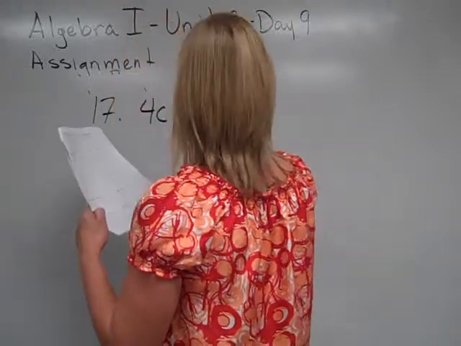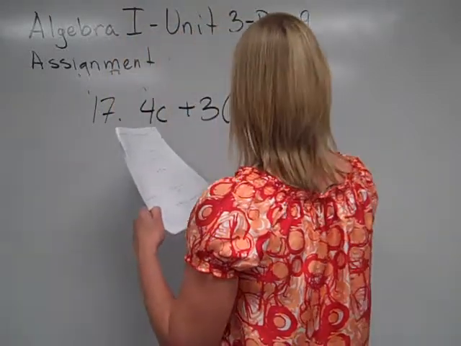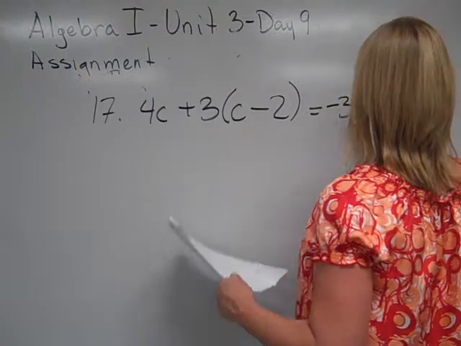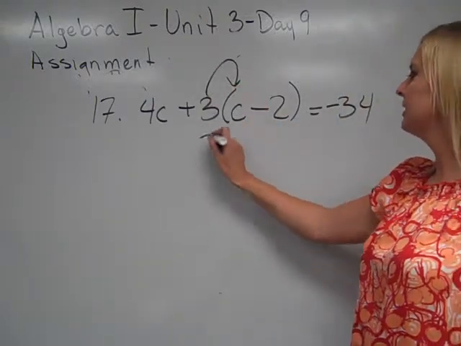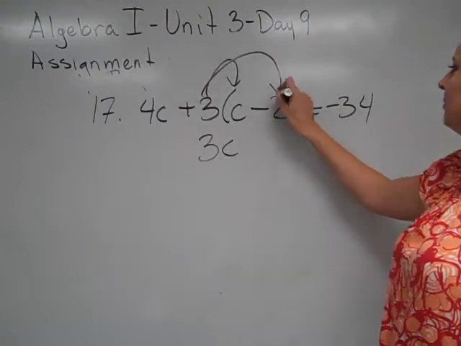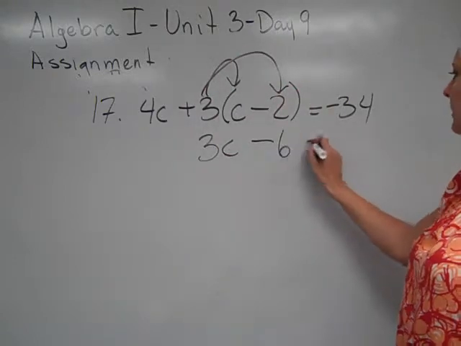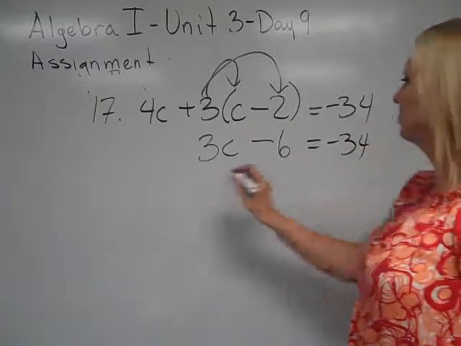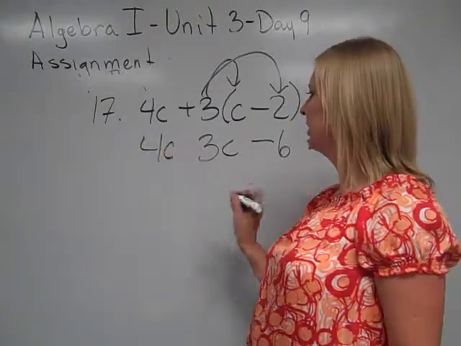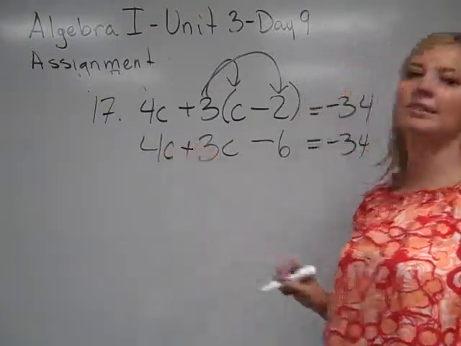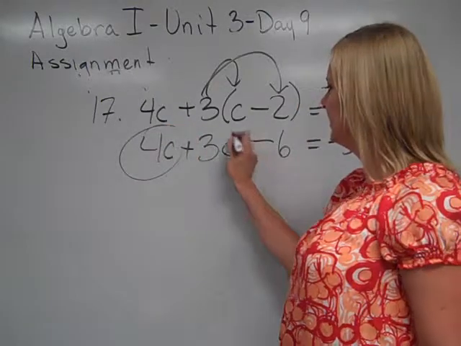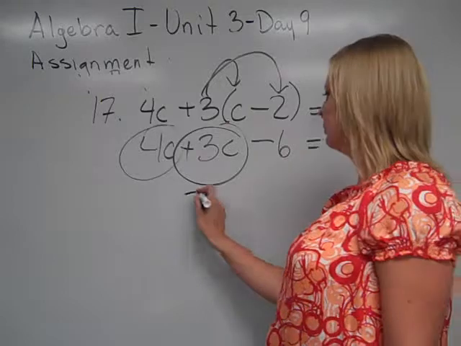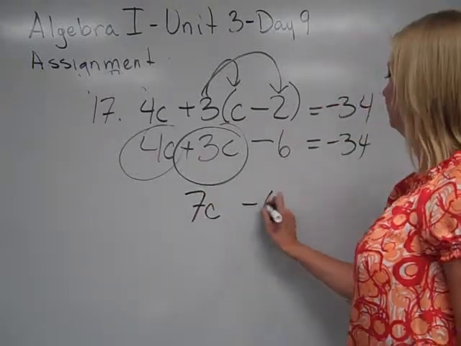4c plus 3 times c minus 2 equals negative 34. Let's distribute. Positive 3 times c is 3c. Positive 3 times negative 2 is negative 6. Drop this 4c straight down. Remember we said this was a positive 3c. Combine like terms. We have 4 c's and a positive 3 c's for a total of 7 c's.